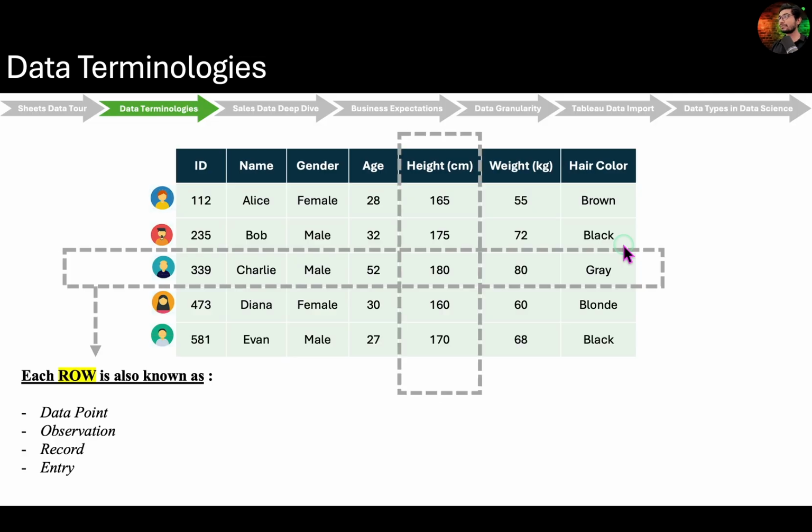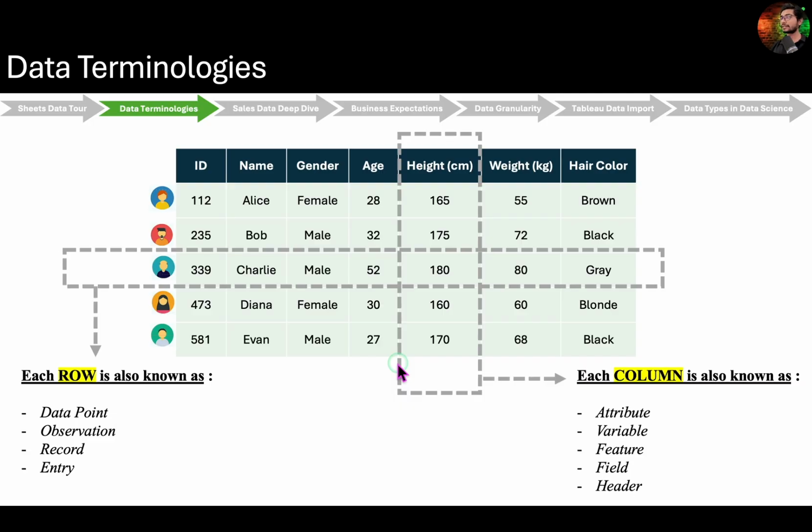Also, each column holds one specific type of information about all individuals, right? For example, the name column contains names of all people. The age column holds their ages. Similarly, the height column contains the height value in centimeters for everyone. Each column is also known as an attribute or variable, a feature, field or header. I'll keep using these terms interchangeably throughout the course, so do take note of these different names.